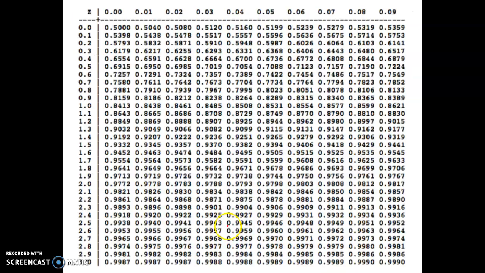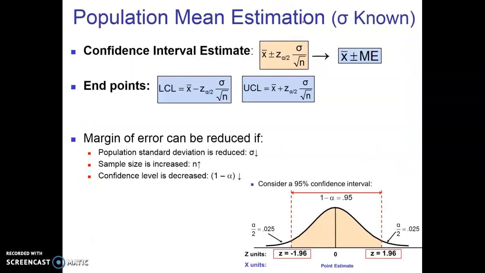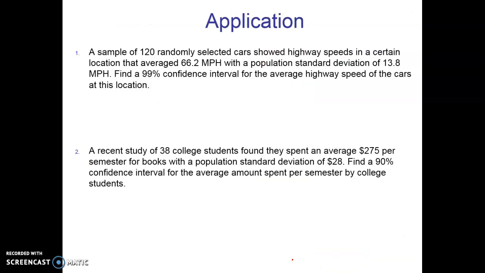Let's do that. I'm going to find 0.975, and here we go. So right here. And you'll notice that corresponds to 1.96. So go back, and you'll notice we have z equals 1.96. Now, because this is a symmetrical normal distribution, the negative z value would be the same, negative 1.96. All right, keep that in mind as we go through these examples.